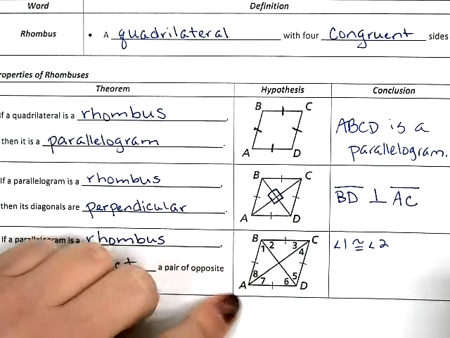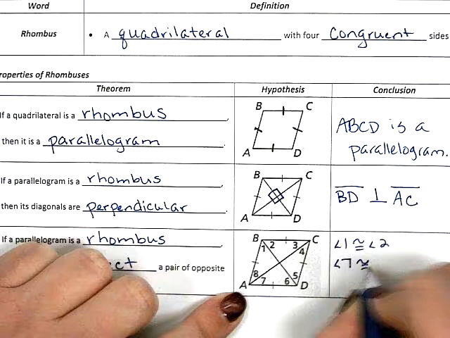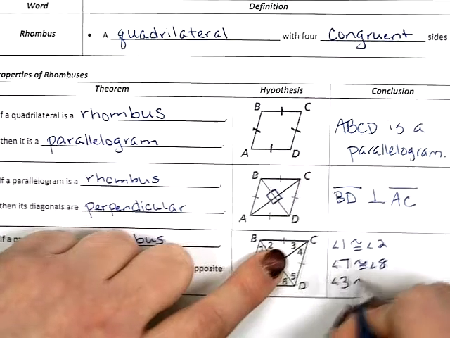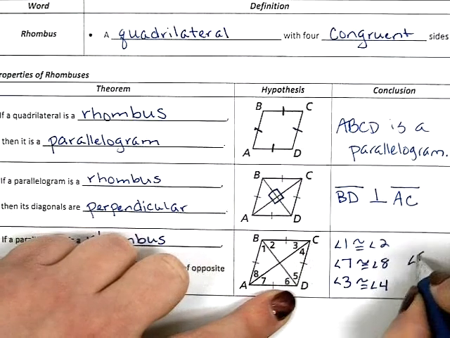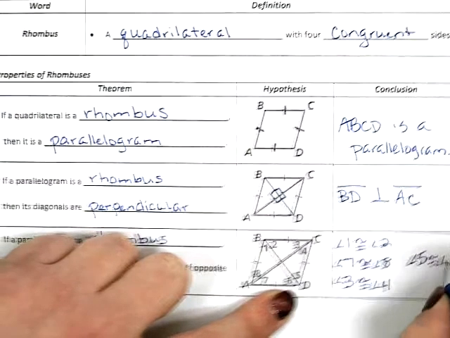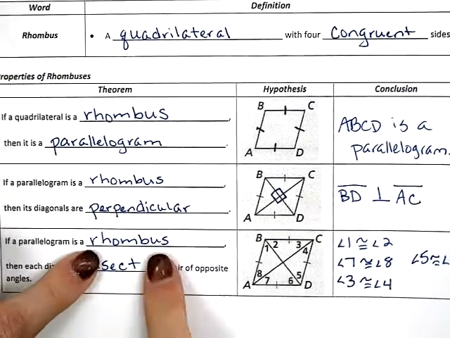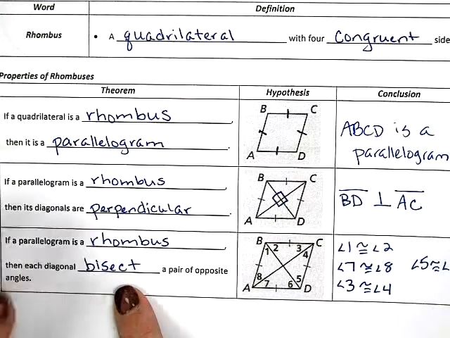Same thing with this angle. Angle 7 is congruent to angle 8. Over here, angle 3 is congruent to angle 4. And down here, angle 5 is congruent to angle 6. So if we've got this rhombus, then the diagonals are bisecting the angles. Okay, but again, it's only when it's a rhombus.